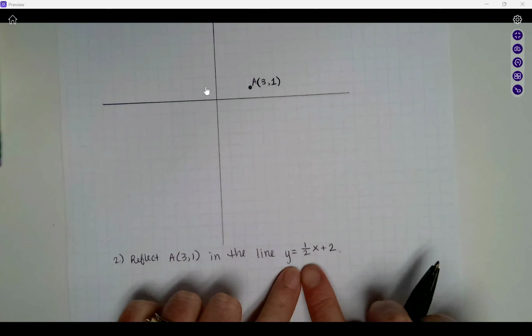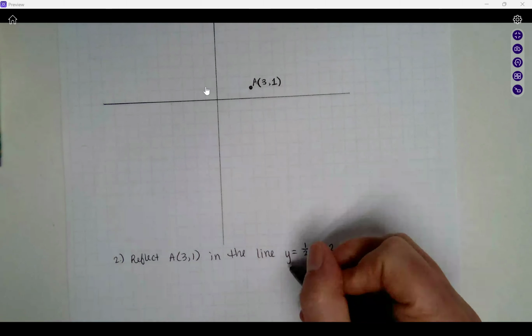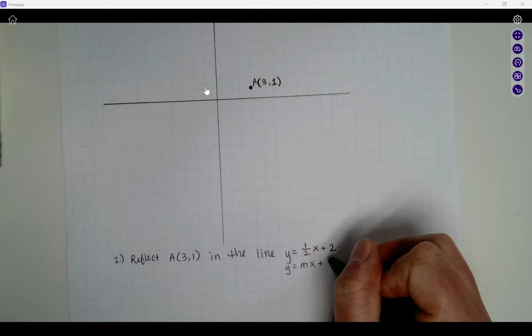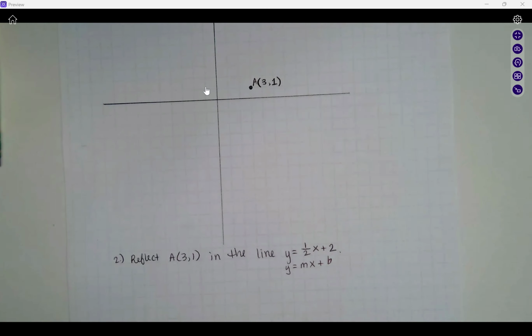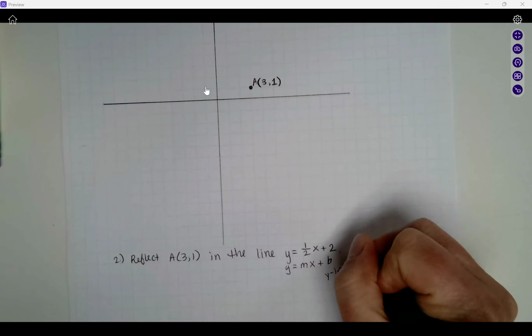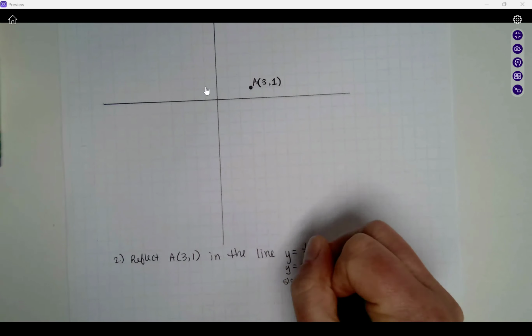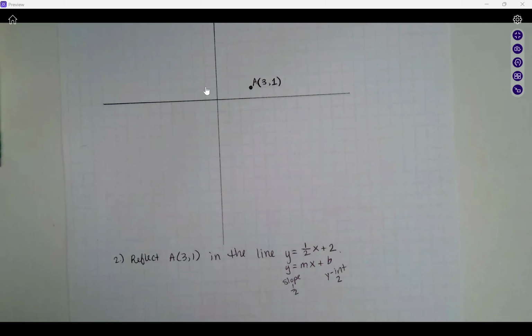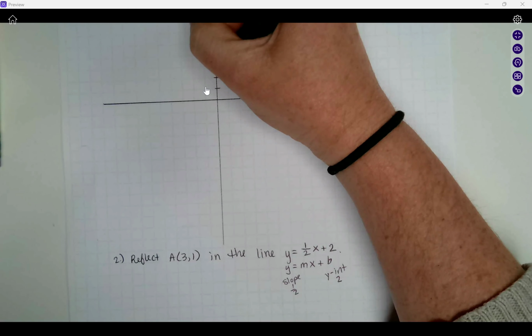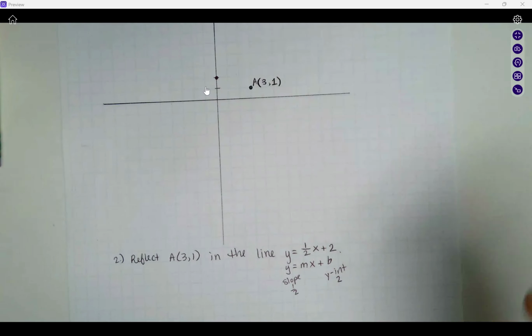Now this equation is in what's called slope-intercept form. That is y equals mx plus b. So it's easy to see that our y-intercept is 2, and that our slope is 1/2. And remember, slope is rise over run. We're going to plot that y-intercept first, and then we're going to honor our slope.